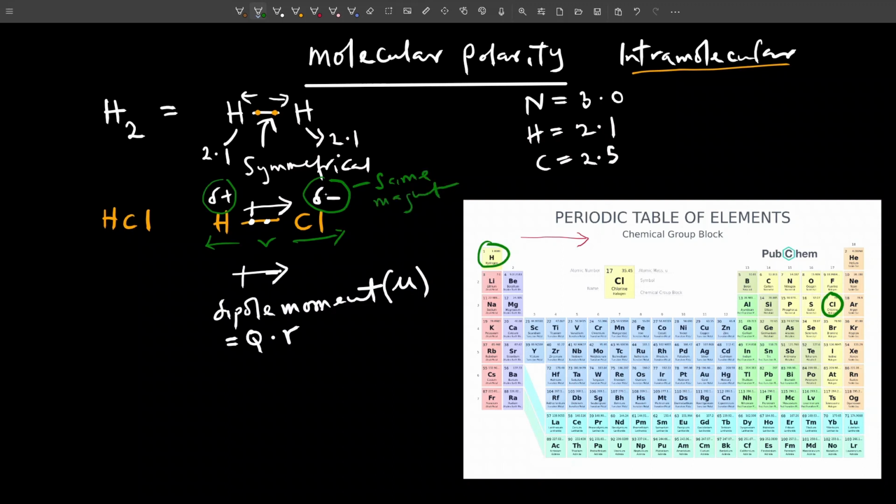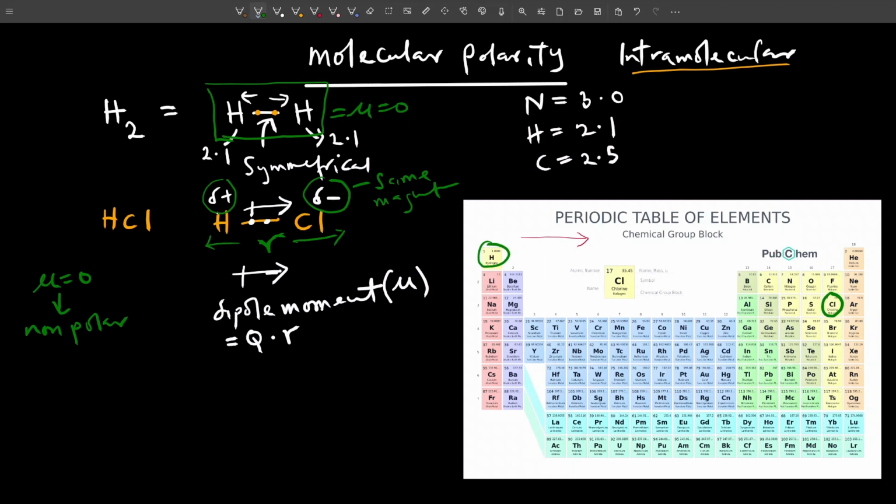So when you multiply the charge by the distance, what do you get? You get the dipole moment. Now note something: if the dipole moment of a molecule is 0, it means that molecule is non-polar. Take a look at the H2 I explained up here. The dipole moment is charge times R. Is there any charge here? Is there any partial positive or partial negative like I explained here? There's nothing here, right? Which means that the dipole moment here is 0. Hence, H2 is non-polar.